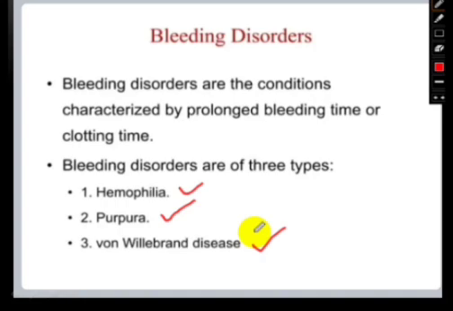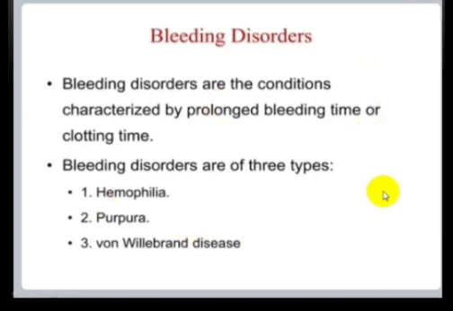What is purpura? Purpura? What is von Willebrand factor or disease? What is von Willebrand disease? A person with von Willebrand disease lacks the von Willebrand factor. And when that happens, what do you think will happen to the patient? Yes. What is purpura? Okay.